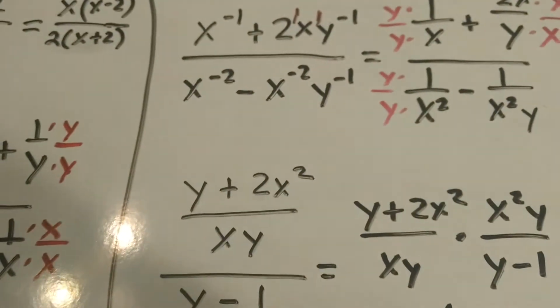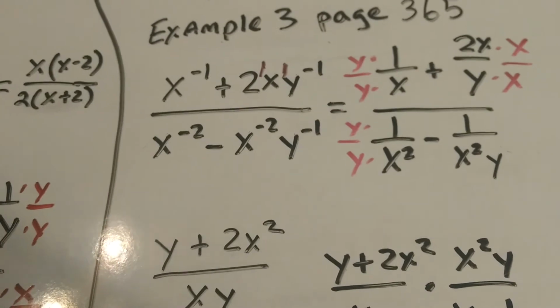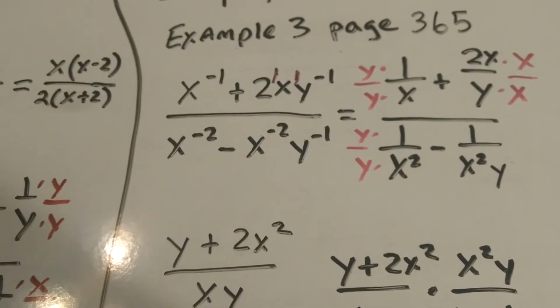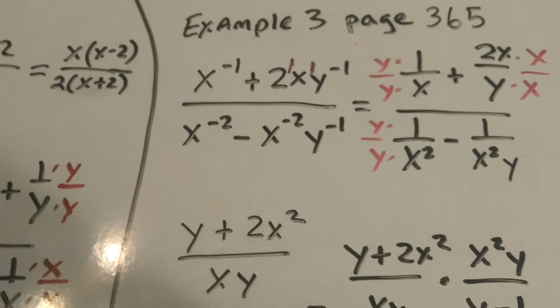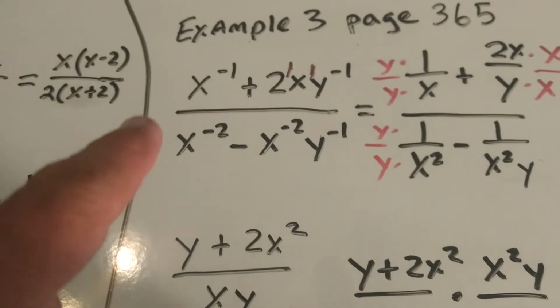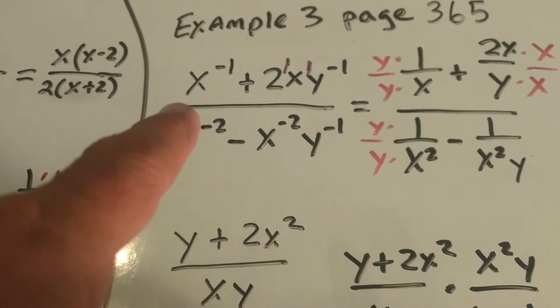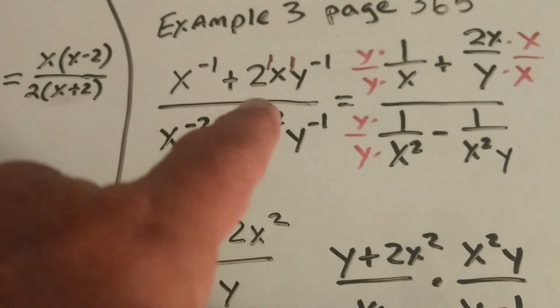Now, you've got to know your rules of exponents. There are 5 rules of exponents. You've got to know them. Product rule, quotient rule, power rule, zero rule, and then the negative exponent rule. Remember, the negative exponent rule says that all I've got to do is write the reciprocal of this and it becomes positive. So x to the negative 1 becomes 1 over x.